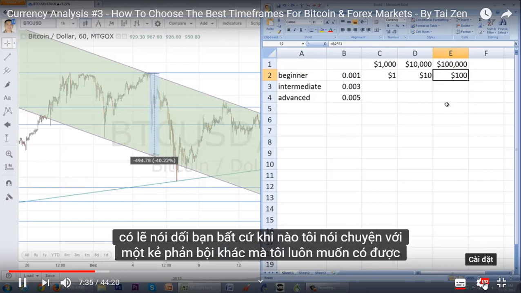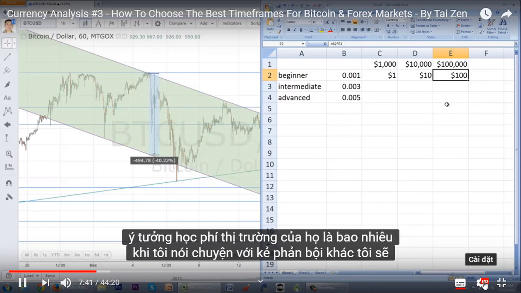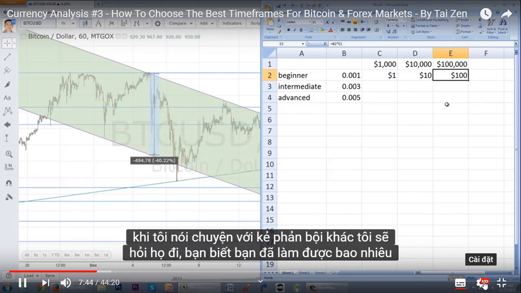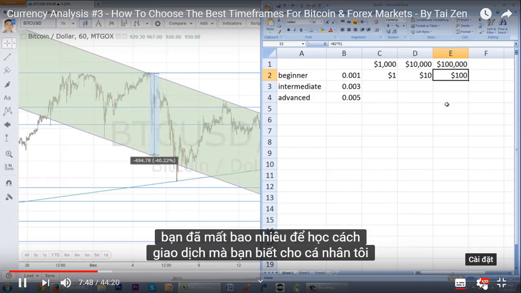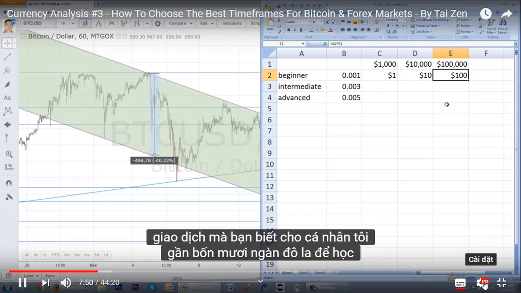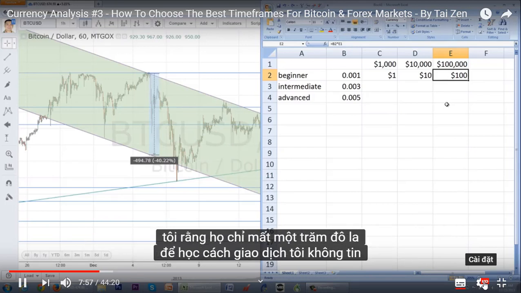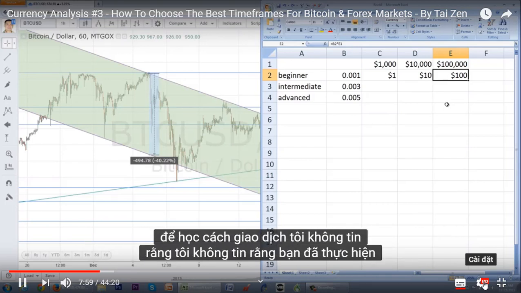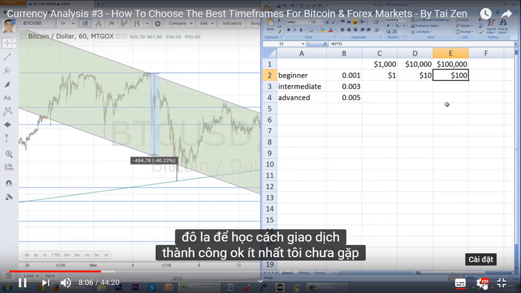Whenever I talk to another trader, I always like to get an idea how much their market tuition is. So I will ask them, hey, how much did you lose to learn how to trade? For me personally, I lost close to $40,000 to learn how to trade. When another trader tells me that they only lost $100, I don't believe that. I don't believe you've made enough mistakes by losing $100 to have learned how to trade successfully.